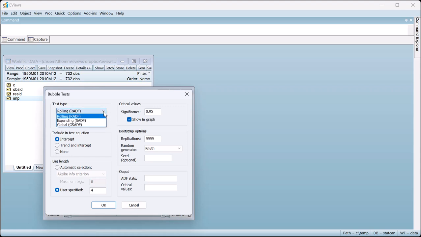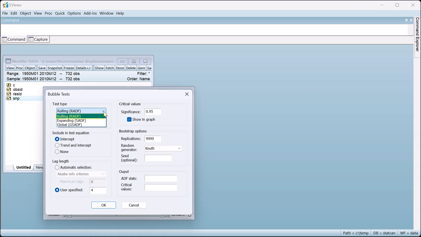EViews offers three types of test: the rolling ADF test, the expanding ADF test, and the global ADF test. Each of these tests are based on the ADF unit root test estimated over a large number of small subsamples. The general idea behind these tests is that a bubble is a temporary explosive process, and so a test for a hypothesis of no bubbles is a test that there are no explosive unit roots in small subsamples.